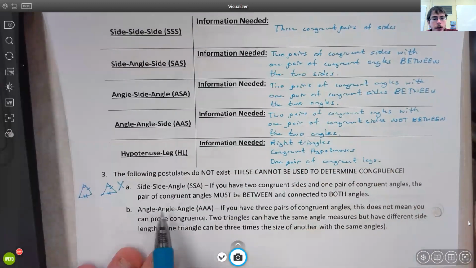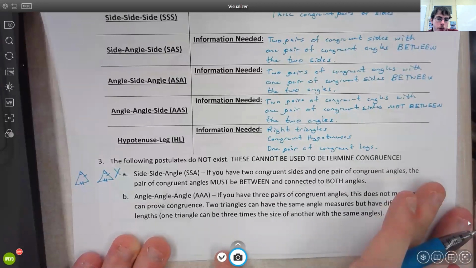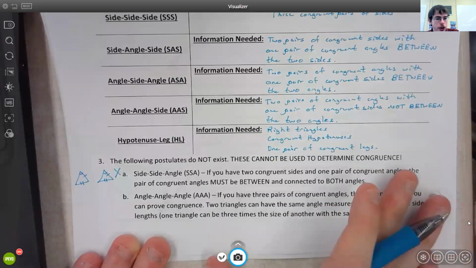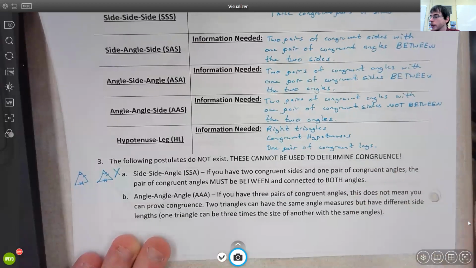Then you have angle, angle, angle. If you have three pairs of congruent angles, this does not mean you can prove congruence. Two triangles can have the same angle measures but have different side lengths. For instance, one triangle can be 3 times the size of another with the same angles. So just because you're given 3 pairs of congruent angles does not mean they're congruent. Now they would be similar, but that's not what we're talking about today. We're talking about congruence, okay?